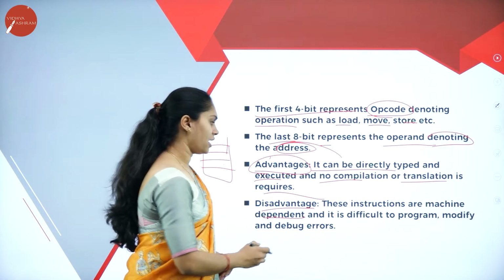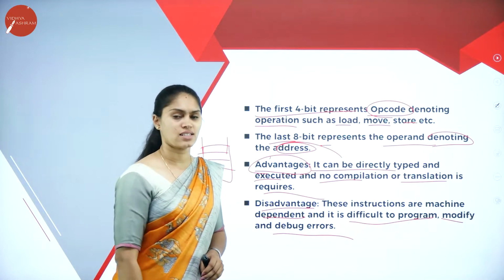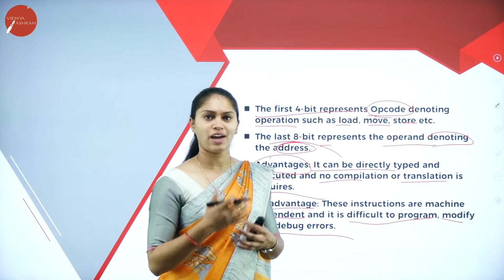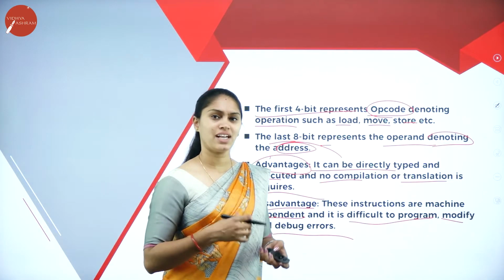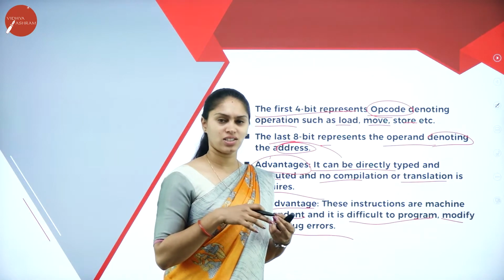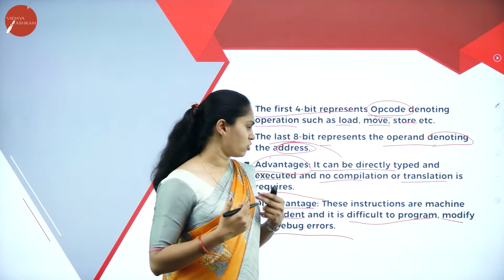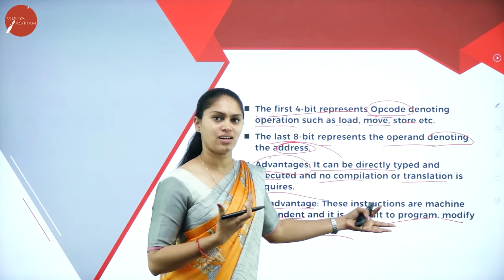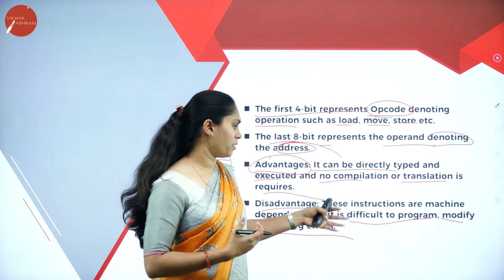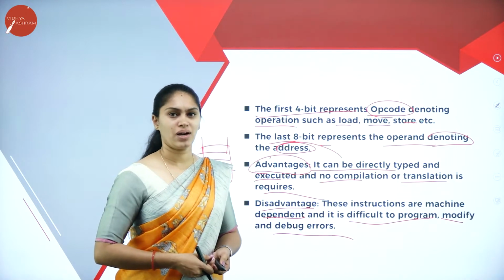Machine language is machine dependent, and it is difficult to program, modify and debug the errors. If everything is zeros and ones, then we will get confused. I won't get to know what the error is, or where I missed a 0 or 1. Instead of writing 1, if I have written 0, that could also be a difficulty. I cannot find where the program is lagging and where we are getting the errors. It becomes difficult to modify the program as well as debug the errors.